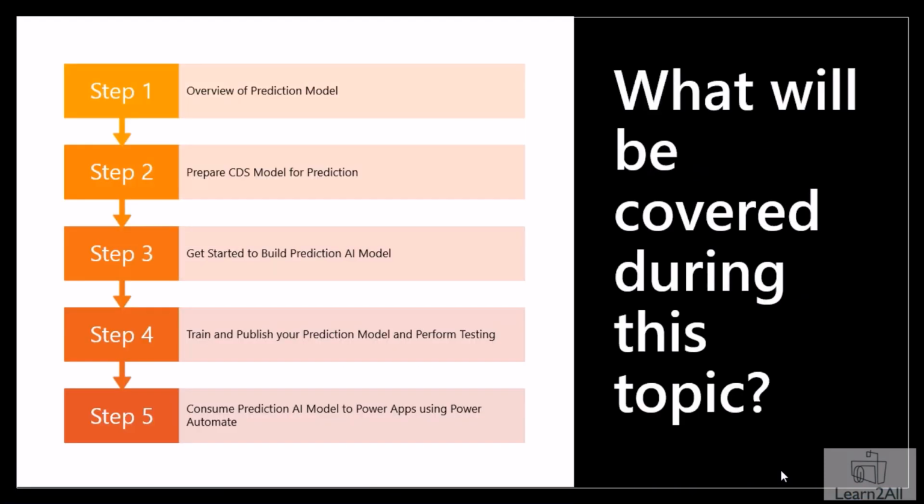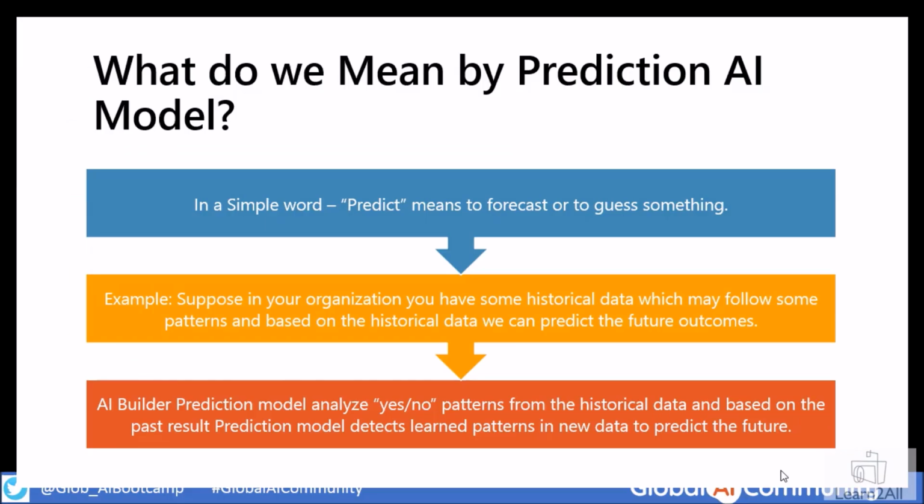So first of all, I'm going to talk about what is prediction model and how it is useful in our day-to-day routine. After that, I'm going to prepare the CDS model for the prediction, which we are going to use to build the prediction AI model in step 3. Once our model is built, I'm going to train and publish our prediction model and perform some testing on that. And at last, we are going to consume our prediction AI model in Power Apps using Power Automate. So these are the things that I'm going to cover during this entire session. Now let's get started.